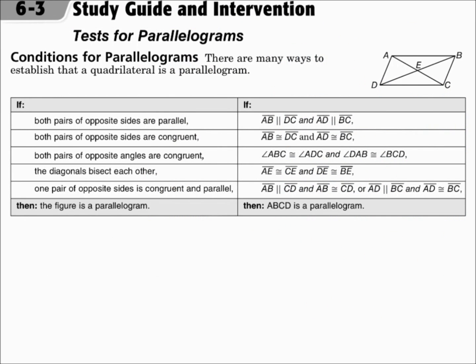This is lesson 6.3, Tests for Parallelograms. Your objectives are to recognize the conditions that ensure a quadrilateral is a parallelogram, and to prove that a set of points form a parallelogram in the coordinate plane.